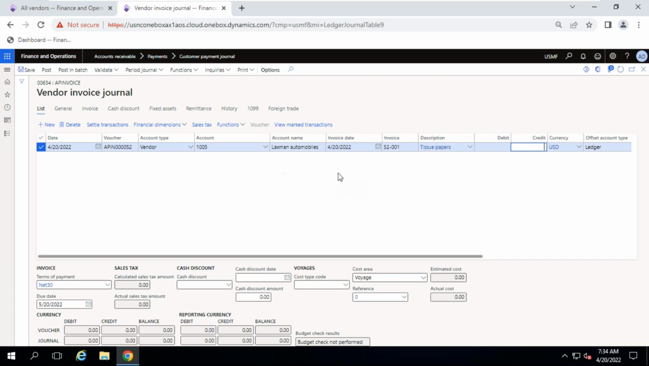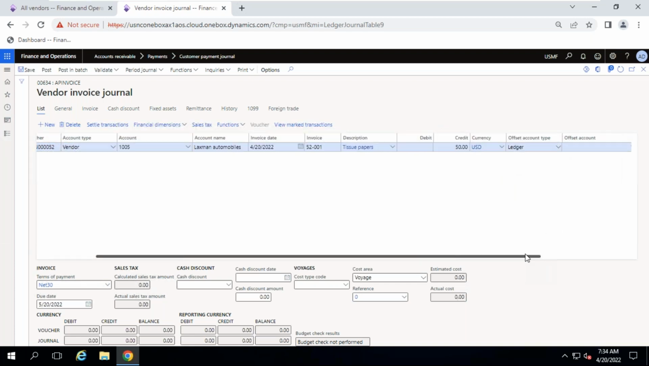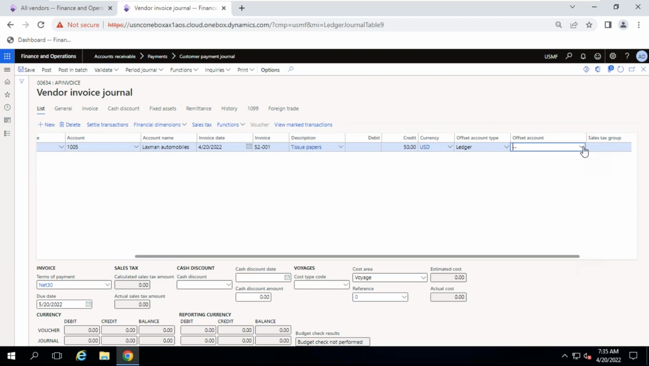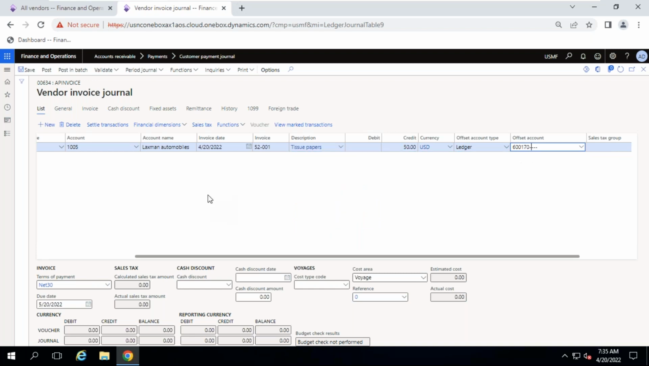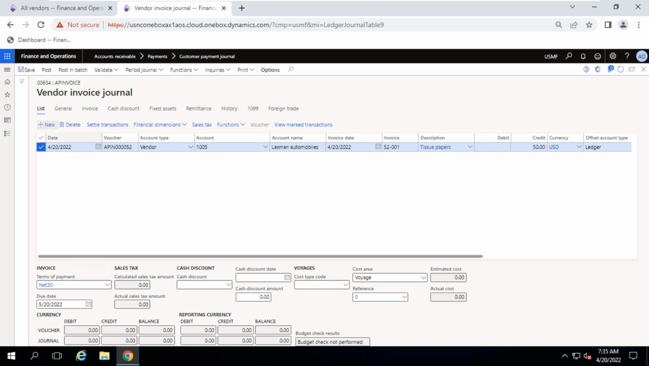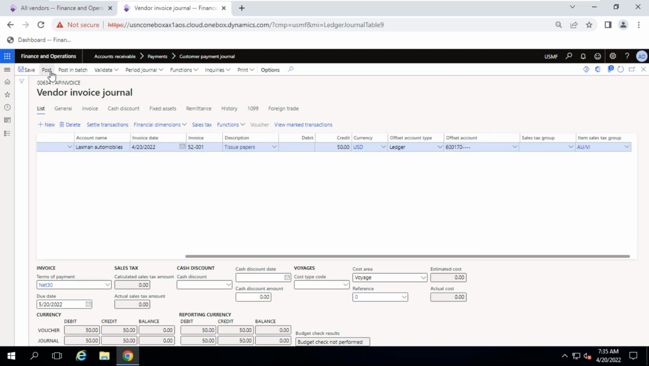Now, at the time of vendor invoice, I need to pay money to the vendor. So it is a negative amount. I need to enter a negative amount. Suppose $50, negative, because I need to pay money to the vendor. Suppose you are purchasing some material, then you can select the account, purchase expenses, whatever you are purchasing. Okay, fine. Now click on save and post.